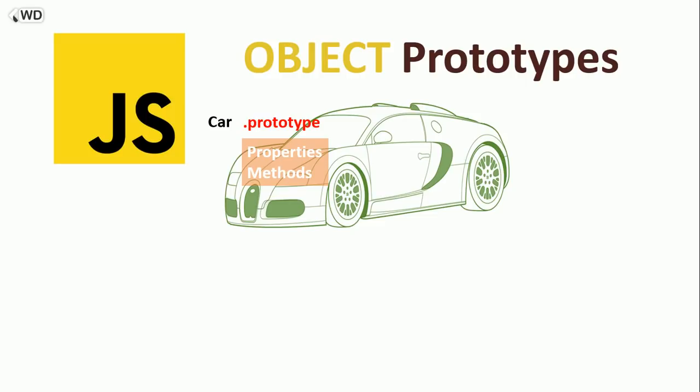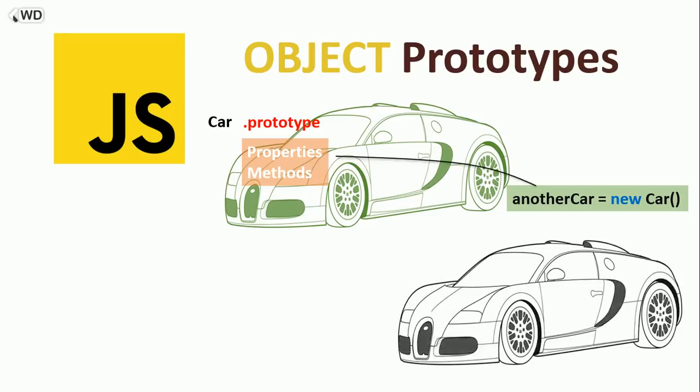Now if we create a new car based on the car object here, we say another car equals new car. In this case, our new car will have the same properties and methods, and also it could have its own properties and methods.